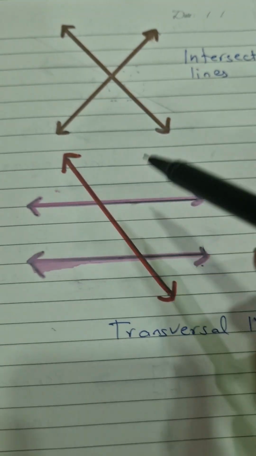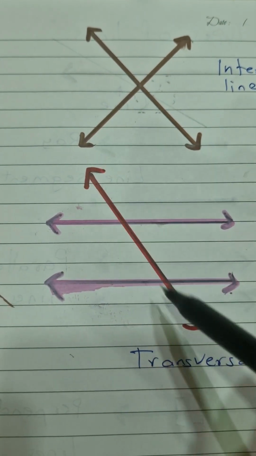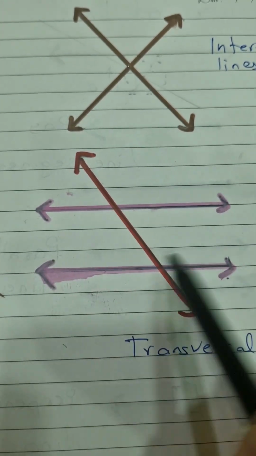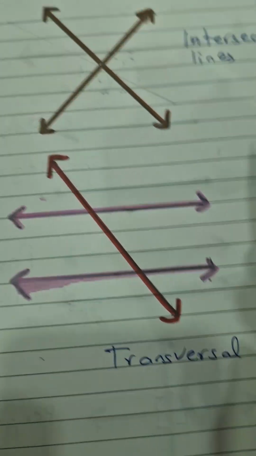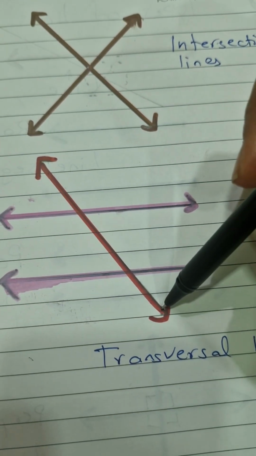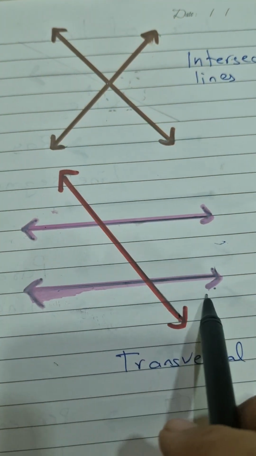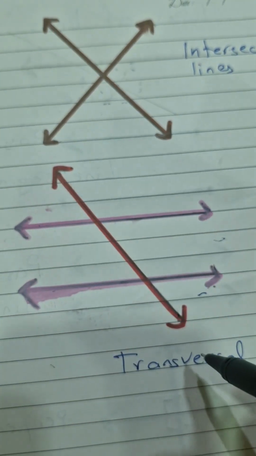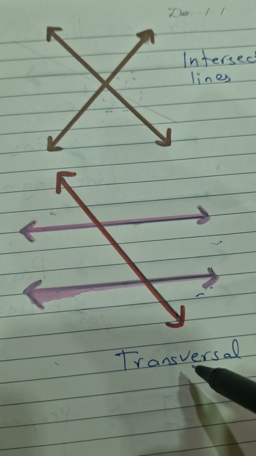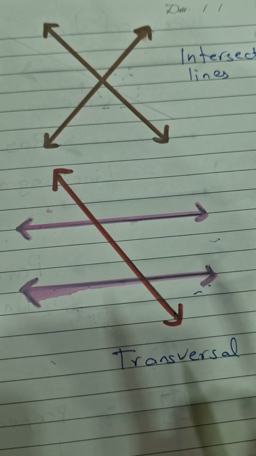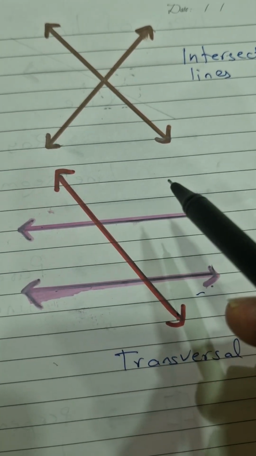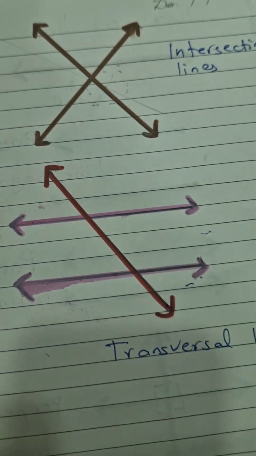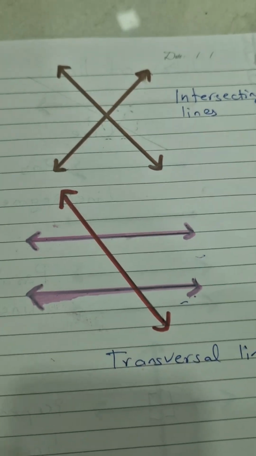Now any line that cuts two parallel lines is called a transversal line. So this line is called a transversal line because you see the two parallel lines and the one line is intersecting them. That line is called a transversal line. Now there are many angles forming on intersecting lines and transversal lines.